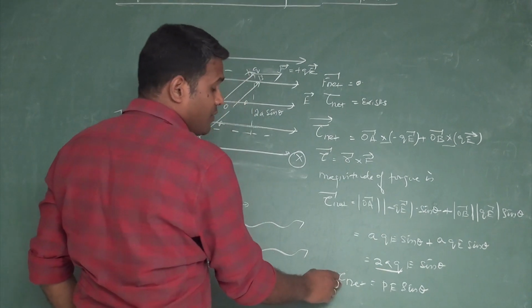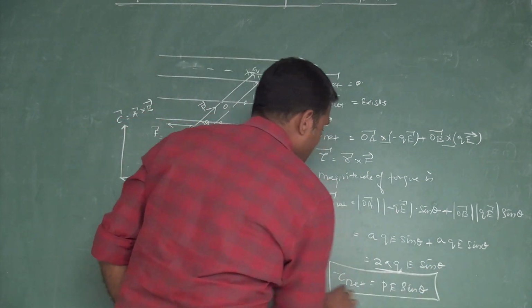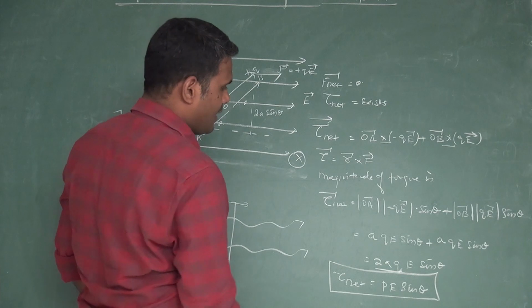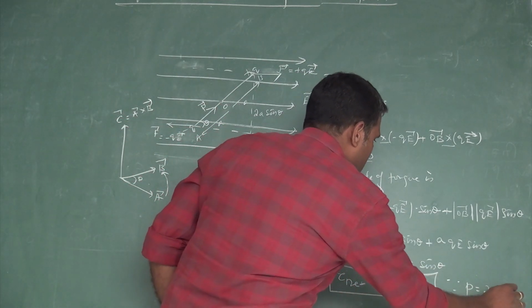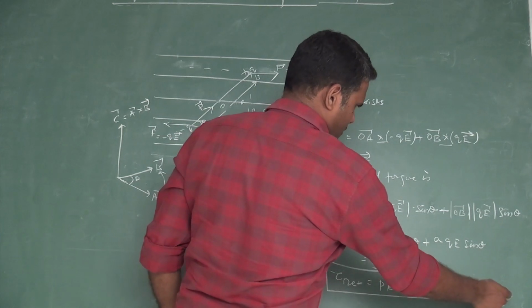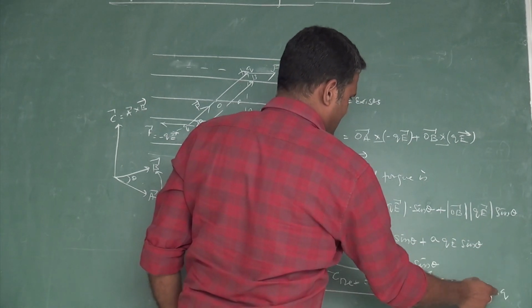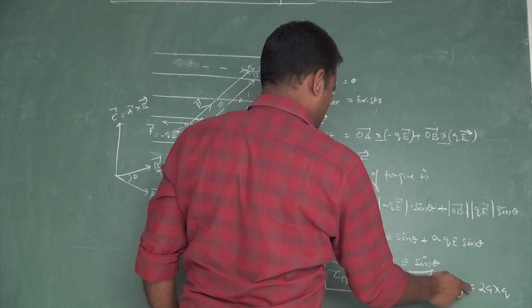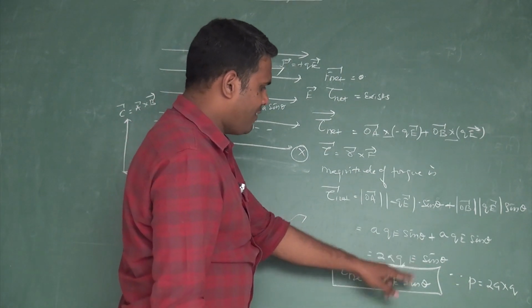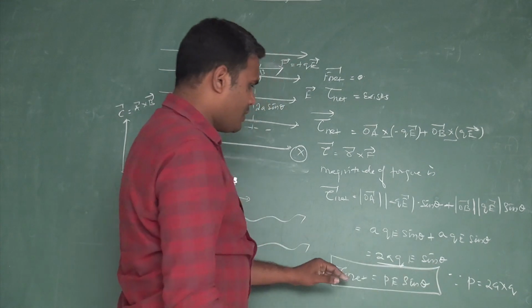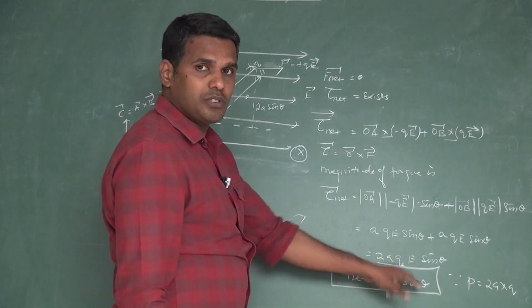So the magnitude of the torque can be given by the expression tau equals P E sin theta, since P equals 2a into q. The product of the magnitude of any one of the charges and the distance of separation between the two charges is the dipole moment. So 2a into q is replaced as P, and the electric field is E. So net torque is tau equals P E sin theta.